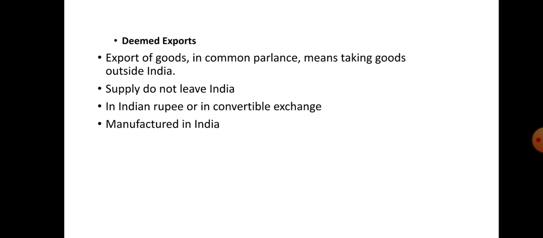As per section 147 of the CGST Act, supplies are considered deemed exports under GST if they meet the following conditions. The supplies include goods and services manufactured in India. Further, the goods produced do not leave India. Secondly, the payment made with regard to such supplies is to be received in Indian rupees or in convertible foreign exchange.